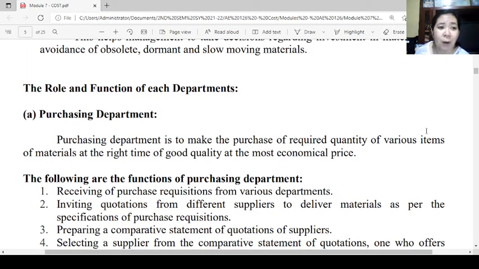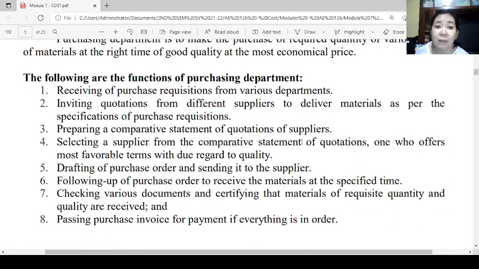So what are the role and function of each department? In fact, we have mentioned the different departments as we discussed the essentials and the objectives of cost control, or materials control, earlier. Here we will be discussing the specific roles and functions of each department. The purchasing department is responsible to make purchases of the required quantity of the items or materials at the right time, to make sure that it is in good quality, and at the most economical price.